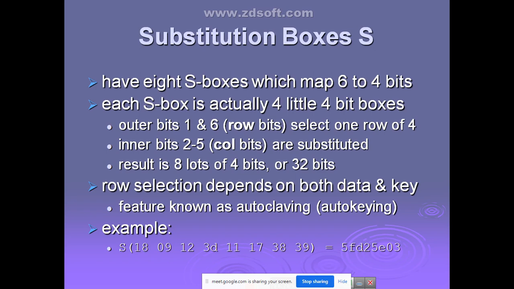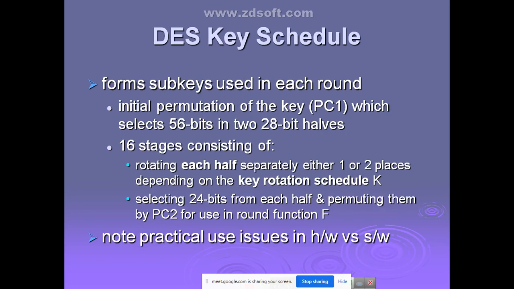You'll come to know. As already I told, it is going to have 8 S boxes which are going to map 6 to 4 bits. Each S box is actually 4 little 4-bit boxes. Outer bits 1 and 6 select one of the rows of 4. And the inner bits 2 to 5, that is the column bits, are substituted. And the result is 8 lots of 4 bits, that is 32 bits. And the row selection depends upon both the data and the key. Clear?